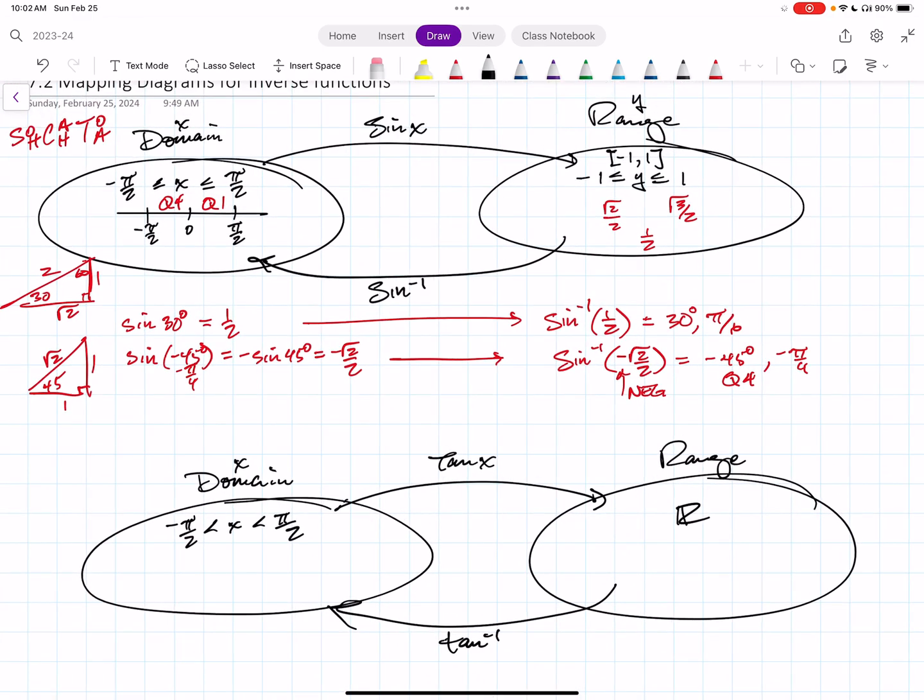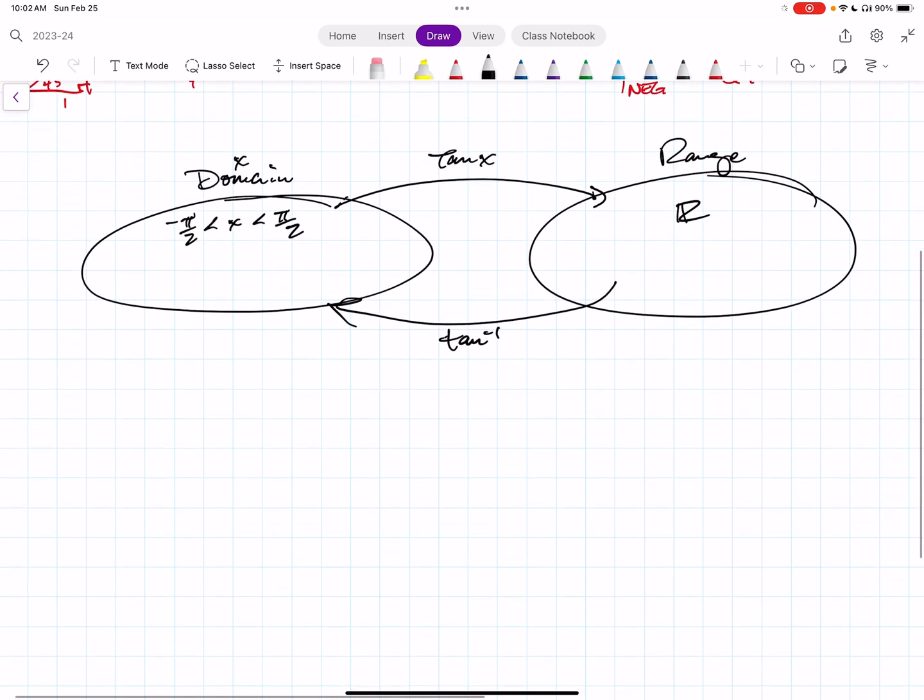Up here in the sine function, you include negative pi halves and pi halves. And for the tangent function, because it's undefined at negative pi halves and pi halves, it's open. So there's a little distinction there. And again, if you're between negative pi halves and pi halves, we're talking about quadrants 1 and 4. If the real number is positive, it's going to give you an angle in quadrant 1. If it's negative, it's going to give you an angle in quadrant 4.